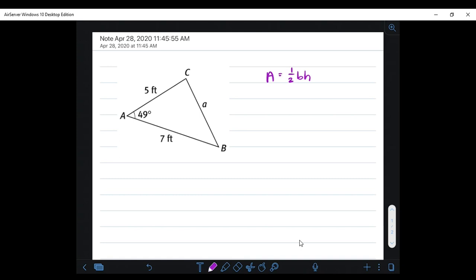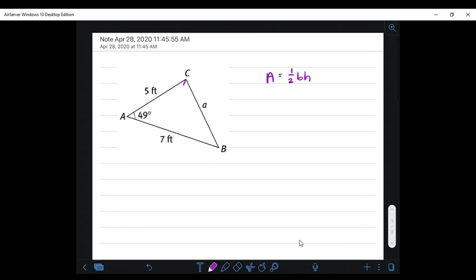So let's suppose we use AB as our base, then our height, or the altitude, would be from C perpendicular to AB. It would be right there. Okay, so what we need to do is find h. Because if we use AB as our base, then I know that the area is equal to 1/2 of 7 times some h. So our job is to find this guy now.